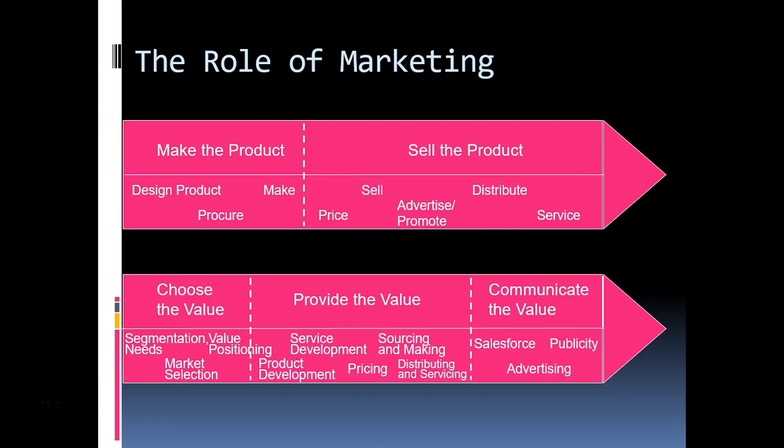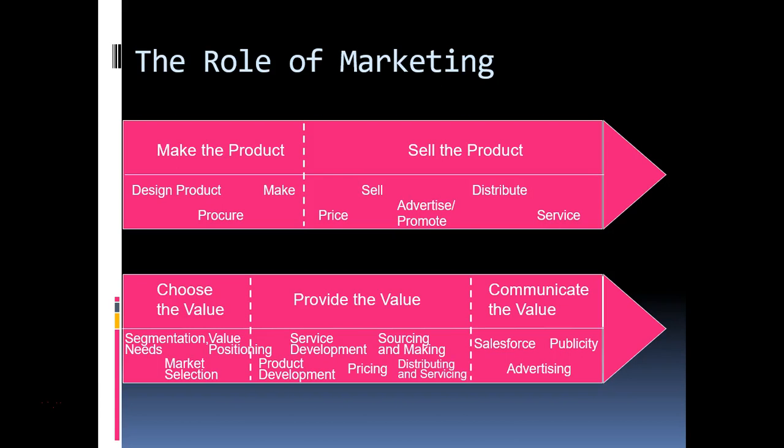We obviously need to make sure that if we've spent a lot of time developing this value, we then tell the customer about it. If they don't know about it, if we don't communicate the value, they're clearly not going to come to us. We have this awareness level. If we're not aware as a customer that a certain product exists, clearly it's never going to be in our choice set. So that's really important too.